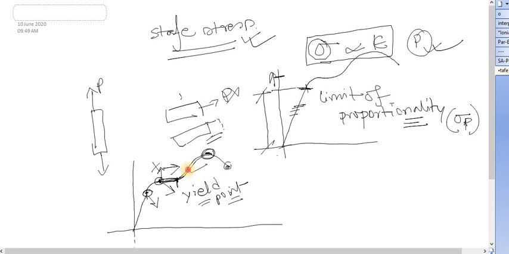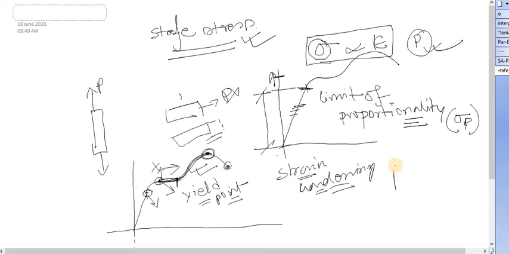Again it gains its strength. This stage is known as your strain hardening. Okay, now you may ask me why it is happening. Here it has already failed, one type of failure. Without applying any load, my material has stretched, that means it has failed. So why is it again gaining strength, and why is it known as strain hardening?